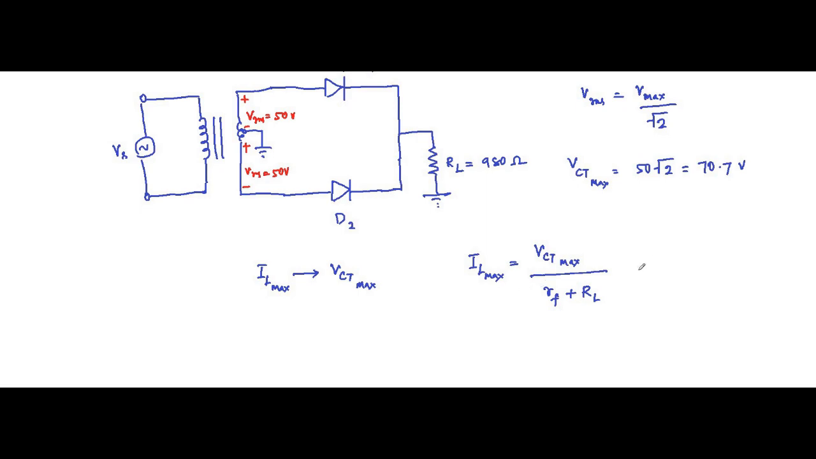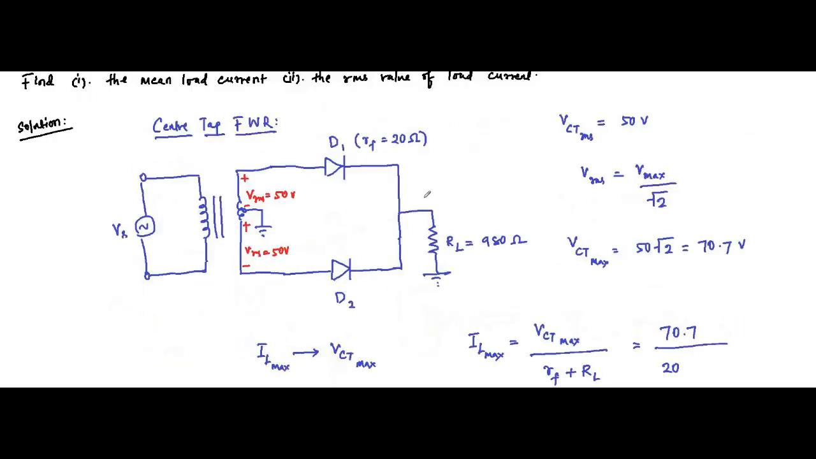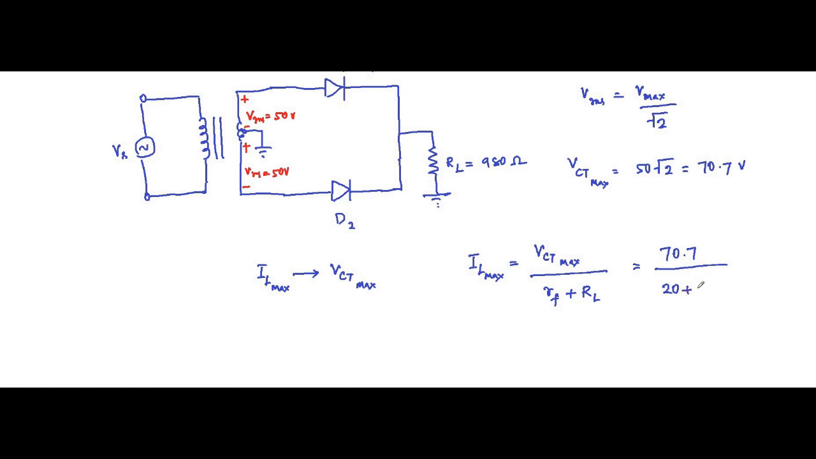Okay. So here we'll substitute the values. 70.7 divided by RF, which is how much? 20 ohm, isn't it? 20, and load resistance is 980, plus 980. This is volts, this is ohm. So it's coming around 0.707 ampere, or we can write it as directly 70.7 milliampere. Okay, this is the maximum value of load current.